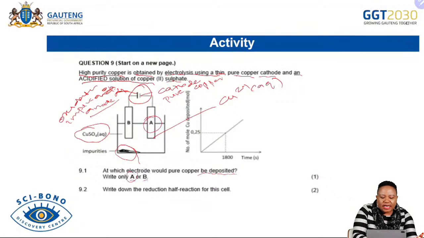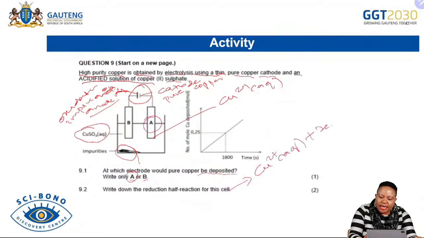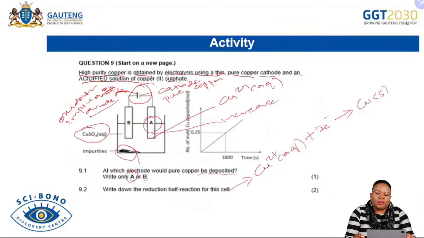There will be reduction reaction. And write down the reduction half reaction. So remember, what is going to happen is that the copper 2+ ions from the solution will gain electrons and form copper metal. And we expect the mass of A to do what? To increase, because it's the one where pure copper will be deposited. So before you can start looking at the questions, I think it is very important that you look at the diagram and try to analyze the diagram first.